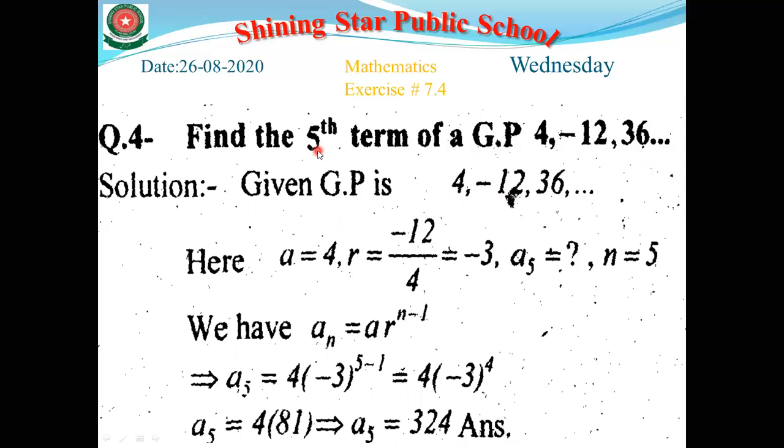Now, we have to find R. So, minus 12 divided by 4 is minus 3. So, R is minus 3. Now, we have all the values: A, R, N. So, it's very simple. We put the values in the formula. An is equal to A R power n minus 1. Put the values. N is 5, A is 4, R is minus 3, power 5 minus 1, which is 4. Minus 3 power 4 is 81, and 81 multiplied by 4 is 324. Very simple.